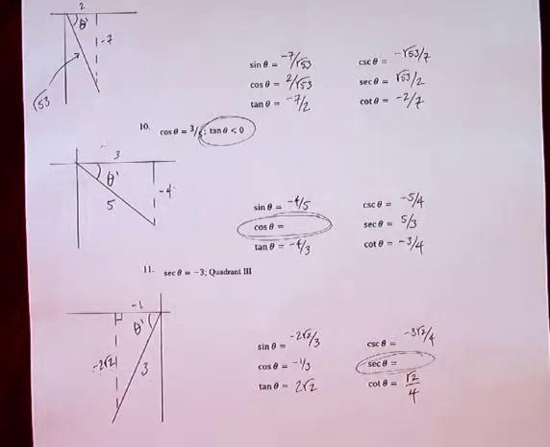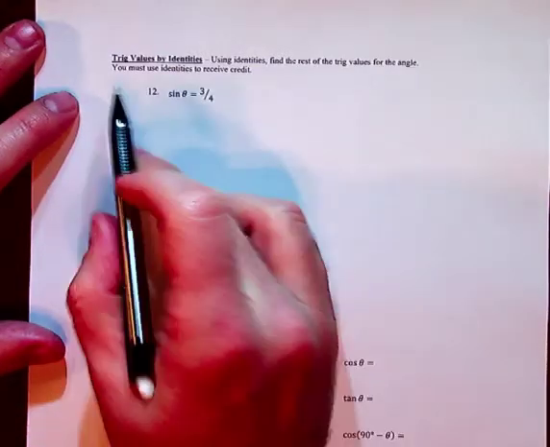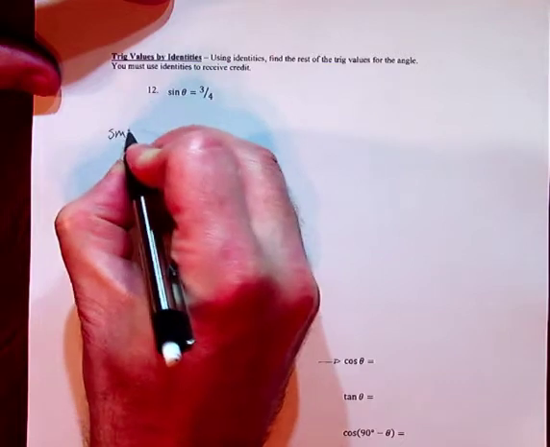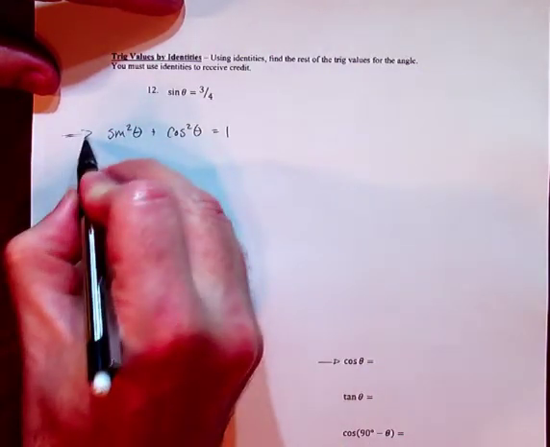This next one, some people just plumb forgot to look at the identities. We did a couple of examples of how to find the rest of the values using identities rather than using the triangle. If you use the triangle, I didn't give you any points. That's why it says you must use identities to receive credit. Okay? Now, sine, and I'm looking for cosine. Well, sine squared theta plus cosine squared theta is equal to 1. When you're doing this, you need to show me the identity first.